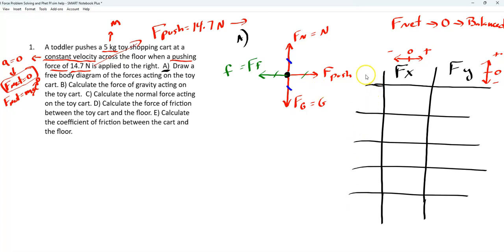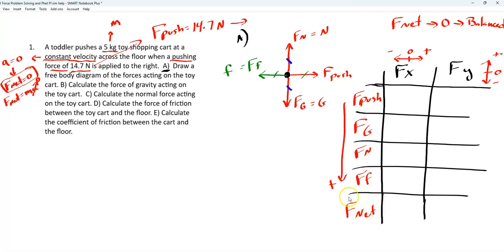This first column is just the forces, so I'm just going to take these forces and put them in here. From your picture, you're going to write out force push, force gravity, force normal, force friction. It doesn't have to be in that order. It doesn't make a difference which order you put them in. You just need everything that has an arrow here to be in this first column. When you add all these up, so if you put all these forces together, you get the total force or the net force.